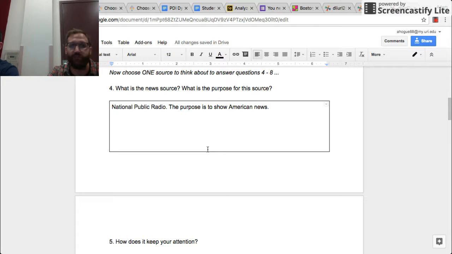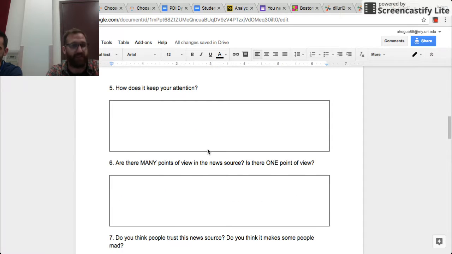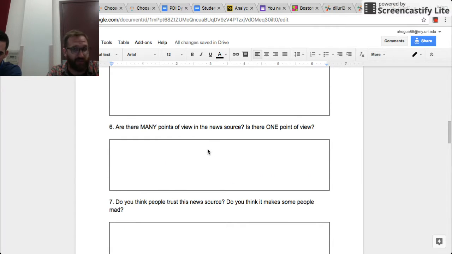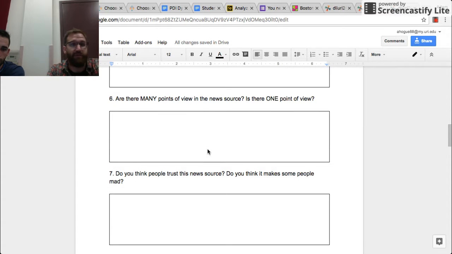So really this is for ELs as well, so really simplified language. What is the news source? It's as simple as saying what it is and what they think the purpose is. And it might just be that the purpose is to show the news. Something like National Public Radio or BBC would be a source that seems like all they do. How does it keep your attention? Are there many points of view in the source, or is there one? Does it seem like a lot of different people, even visually? Are there a lot of different kinds of people featured in the newspaper?